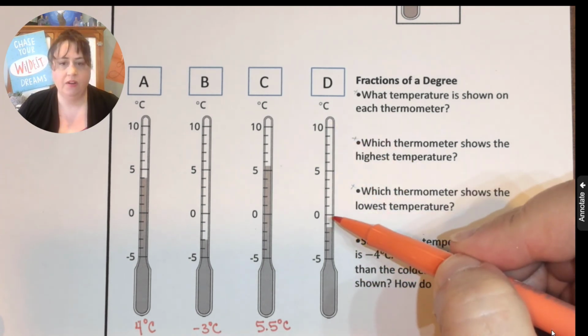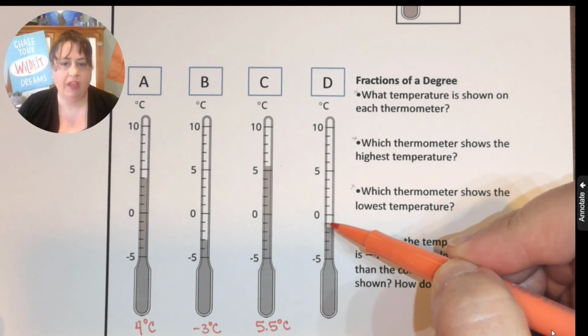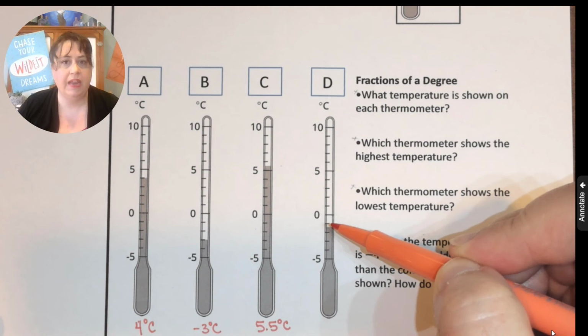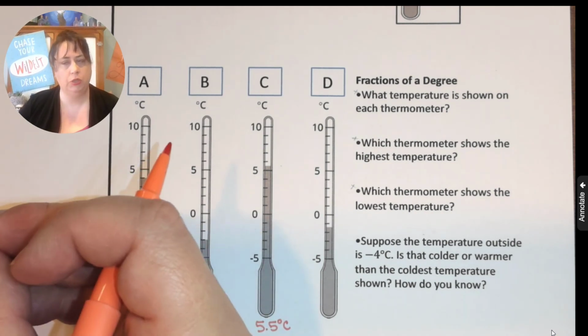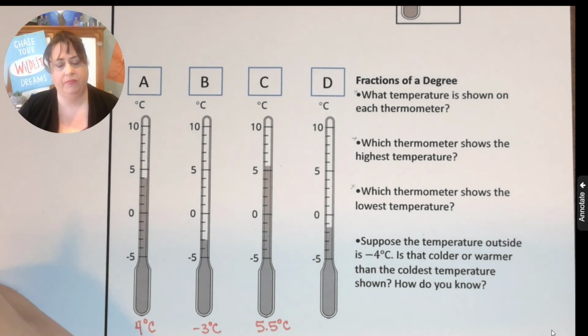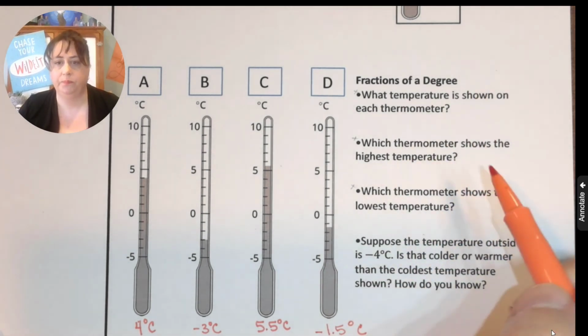And this one right here is between 0 and -5. And so I know I have to count backwards, -1, -2, -3, -4, -5. So it's between -1 and -2. So if I was in positives, that would be between 1 and 2. So I'd say 1.5, but it's on the negative side. So it's -1.5 degrees Celsius. This one's difficult. Go ahead and pause and rewind if you need to.